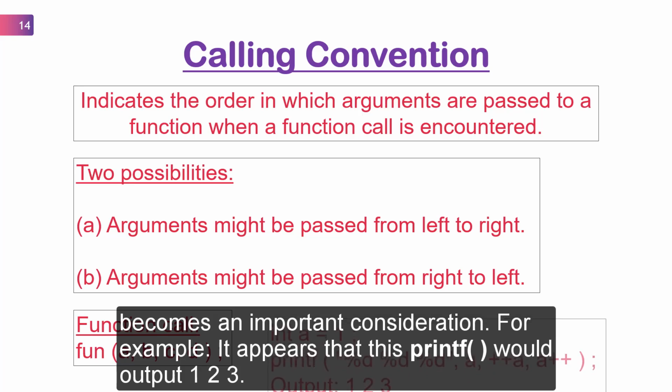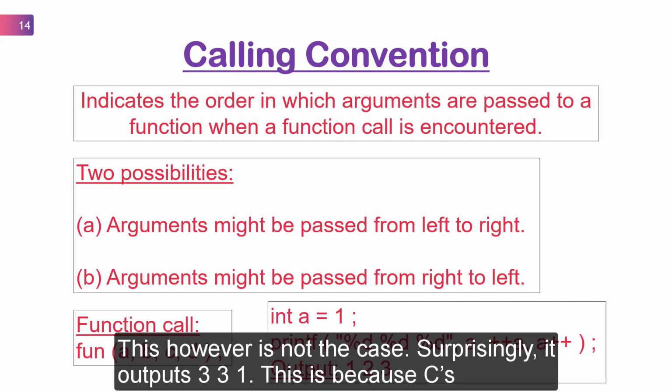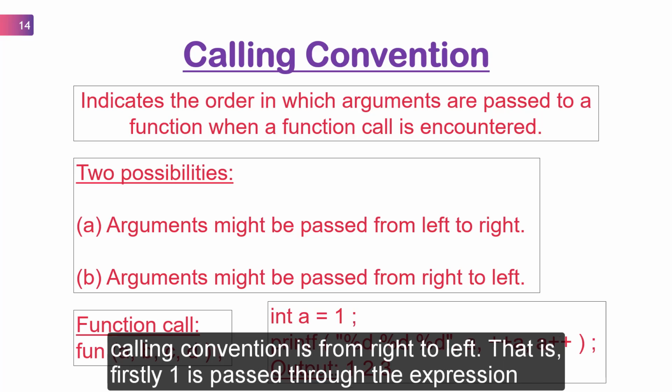For example, it appears that this printf will output 1, 2, 3. This, however, is not the case. Surprisingly, the output is 3, 3, 1. This is because C's calling convention is from right to left.